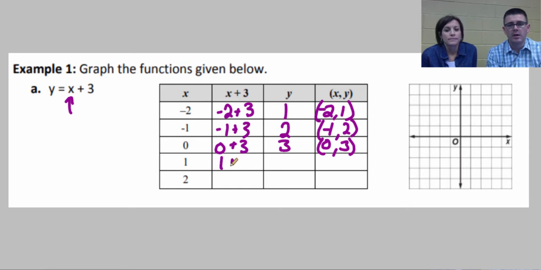Plug in a 1. So 1 plus 3 is 4. So now I have the point 1, 4. And surprise, surprise, 2 plus 3 is 5. Ordered pair is 2, 5. Now we're going to graph.